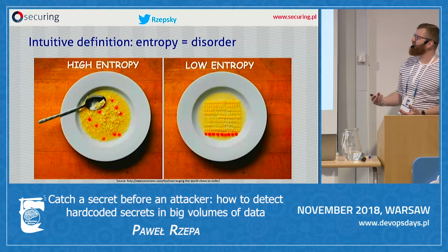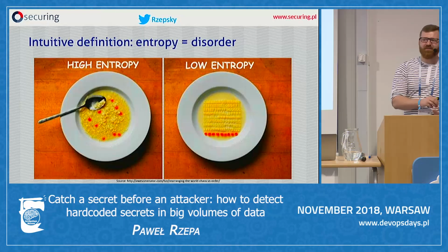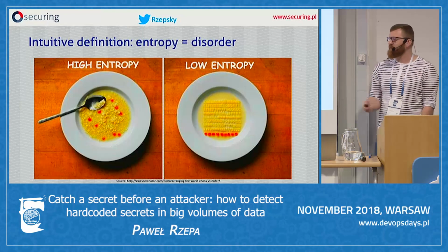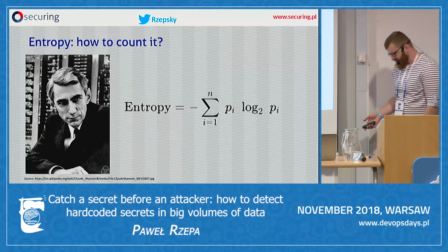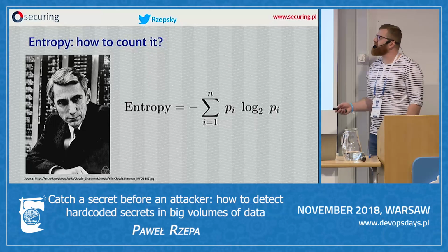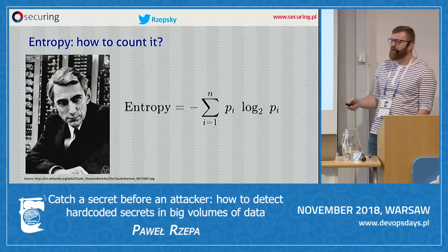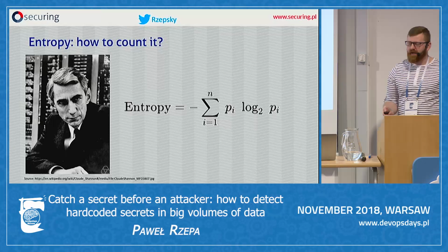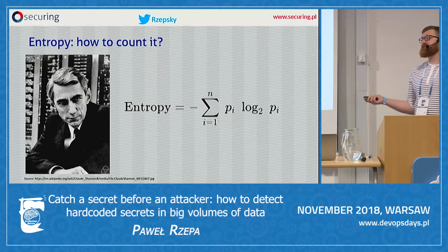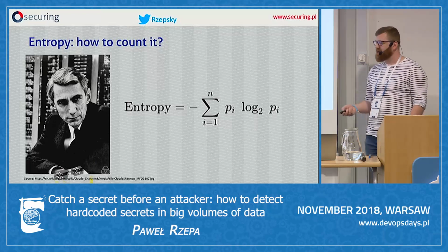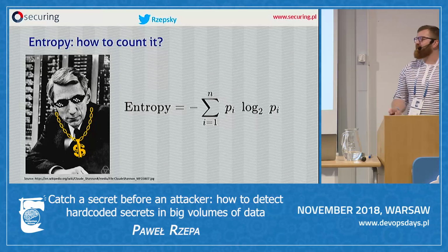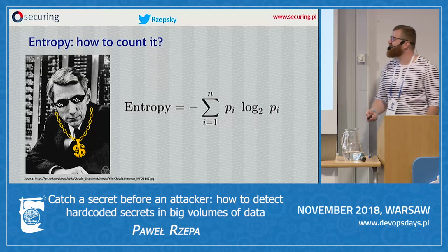So you can very intuitively say that something with disorder has higher entropy than something which is ordered. And there was a guy called Shannon who created a formula for counting the entropy. And by the way, he's the father of information theory, and thanks to this guy, actually, we have digital signaling today. So you should remember the name if you work in IT.